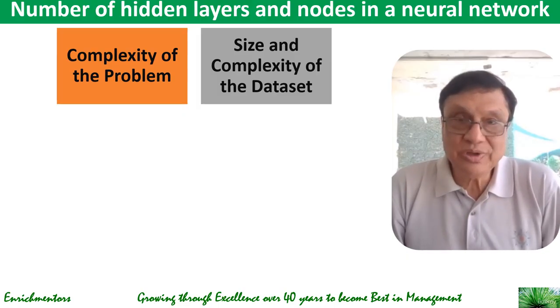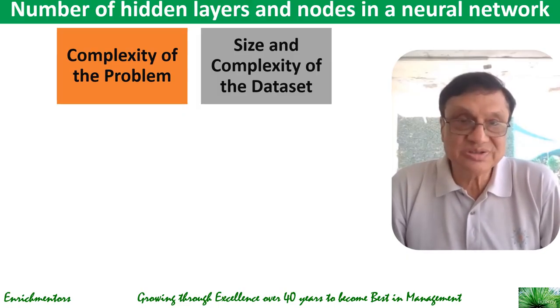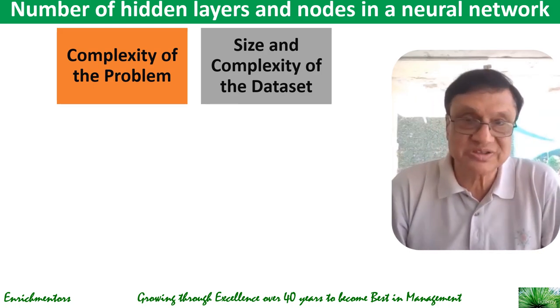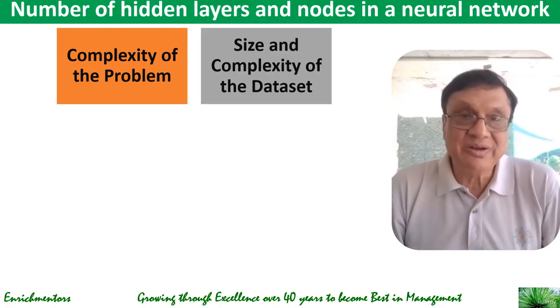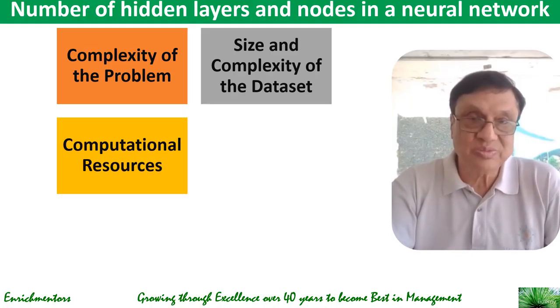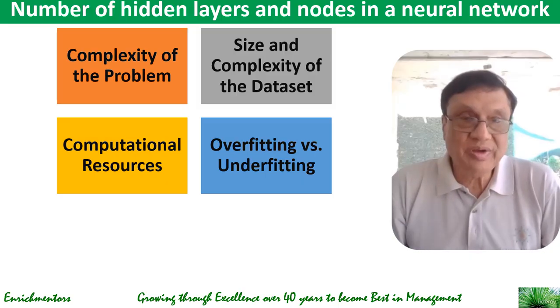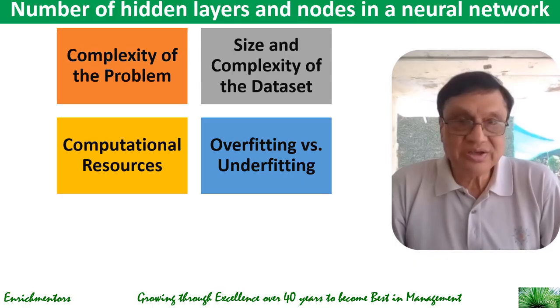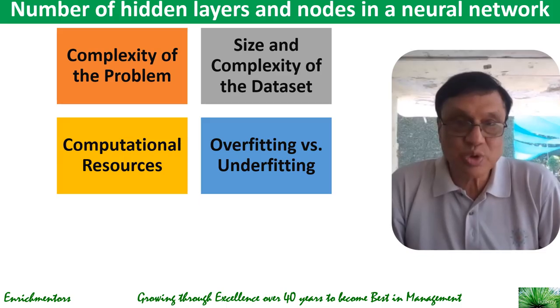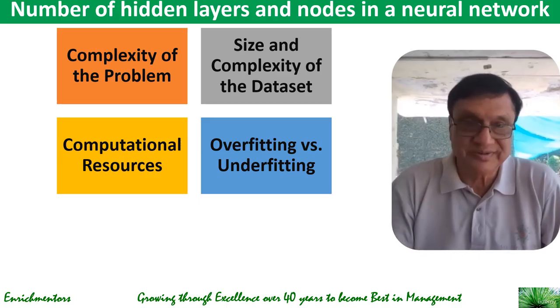The third is the computational resources. Deeper architectures with more hidden layers require more computational resources in terms of memory and processing power for training and inference, right? The fourth one is overfitting versus underfitting. Adding more hidden layers can increase the capacity of the model, potentially reducing underfitting. However, it may also increase the risk of overfitting, especially if the data set is small or noisy.